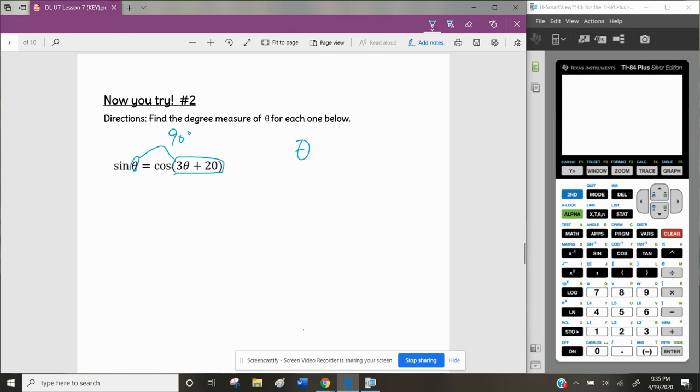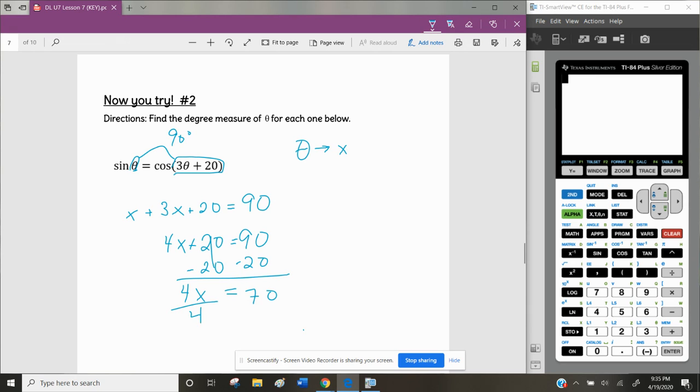Okay, some people get confused with theta. Some people think it looks like a 0. So if it helps you, replace it with x. So sine of x plus 3x plus 20. If I replaced theta with x, combining like terms, that gives me 4x plus 20 equals 90. Subtract the 20 from both sides of the equal sign. 4x equals 70. Divide both sides by 4. X equals 70 divided by 4, which is 17.5.